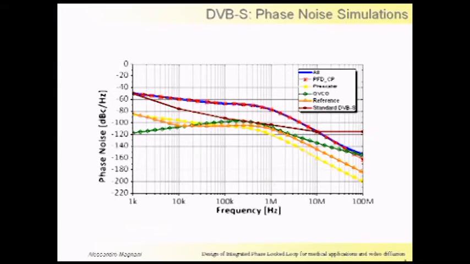One of the most important constraints given by the DVB-S standard is the phase noise of the local oscillator. So we start from this point. And here we have the simulations of the phase noise with the contribution of each building block: the PFD, I mean the phase and frequency detector plus the charge pump, the prescaler, the VCO, and the reference. It is compared with the standard of the digital video broadcasting satellite. So we can see that in these 2 decades, I mean from 10 kilohertz to 1 megahertz, the phase noise is higher than the standard.